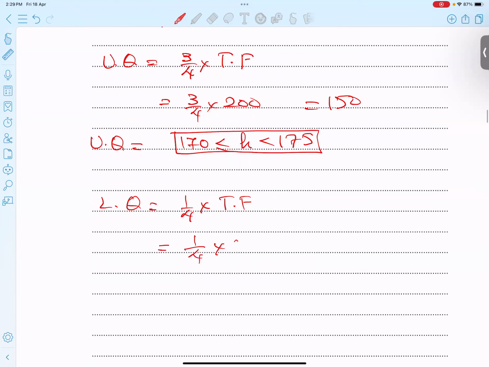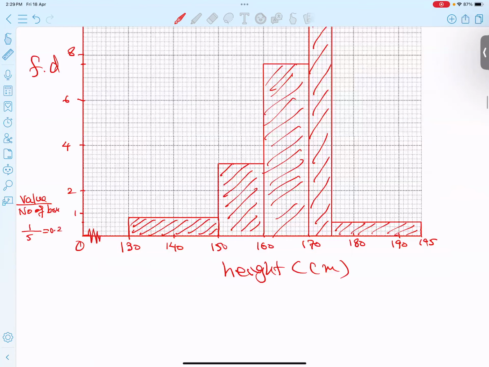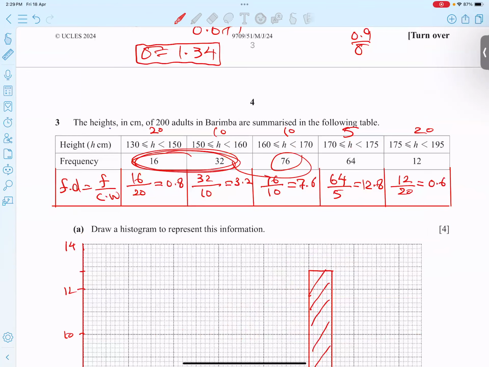How to get 50? 16 plus 32, if I add, I get 48. I have to add this. It means 50 lies in this interval. So 160 to 170. This is the lower quartile.